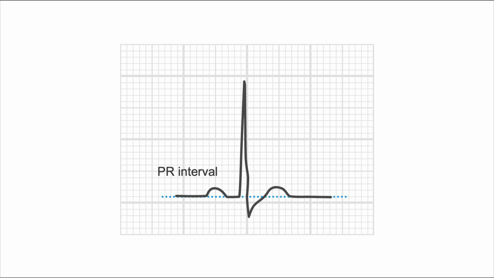Next, let's talk about the duration of the PR interval. The PR interval starts at the beginning of the P wave and ends at the beginning of the QRS complex. It represents the time the atrial depolarization takes to travel through the AV node in order to reach the ventricles. And finally, one more interval, the QT interval. It starts at the beginning of the QRS complex and ends at the end of the T wave.